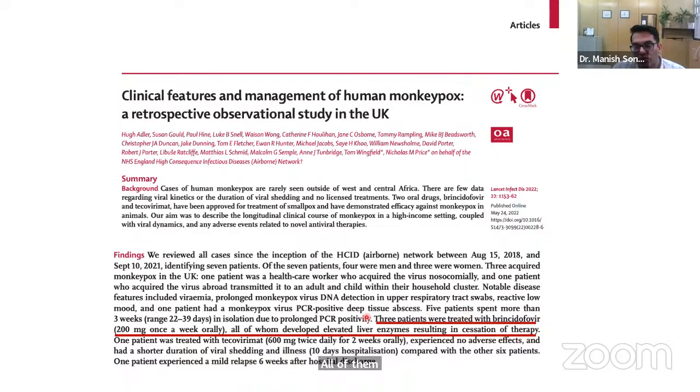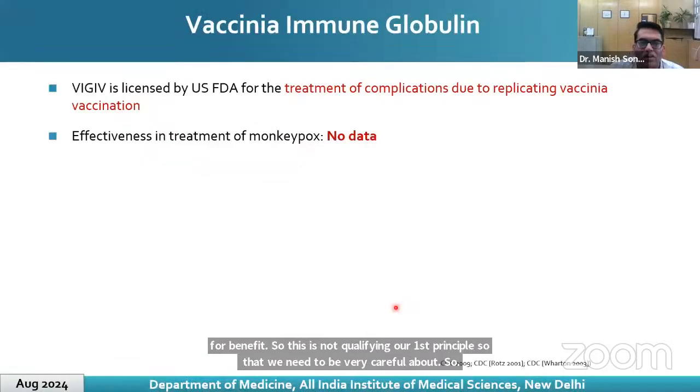So our first principle is do no harm. The second is to look for benefit. This is not qualifying our first principle, so we need to be very careful about that. The antivirals are not looking very promising right now.